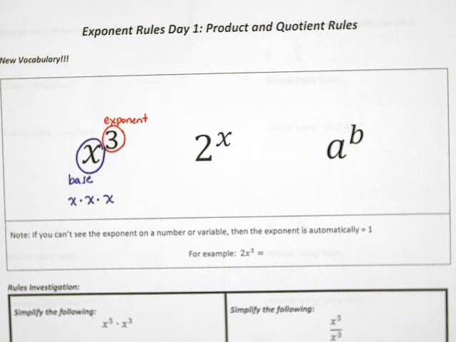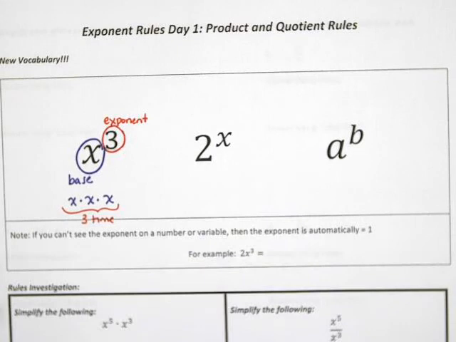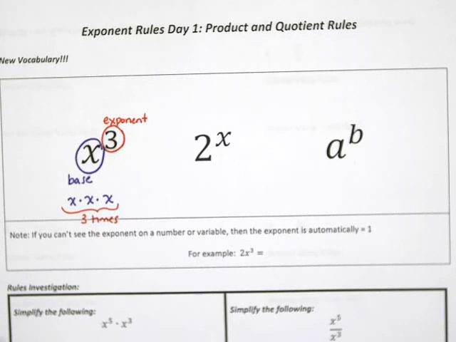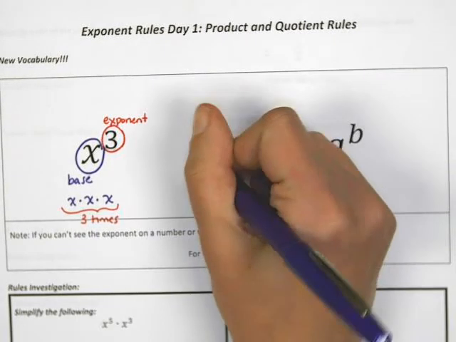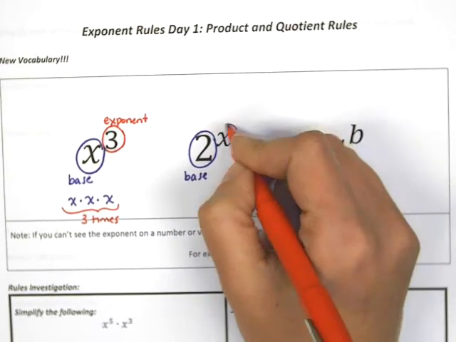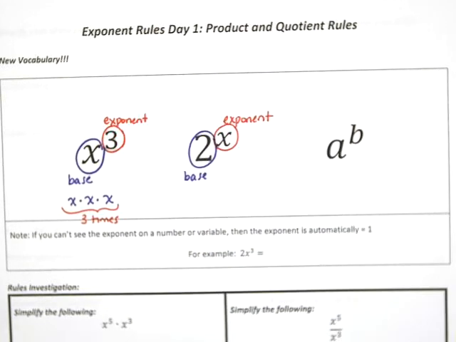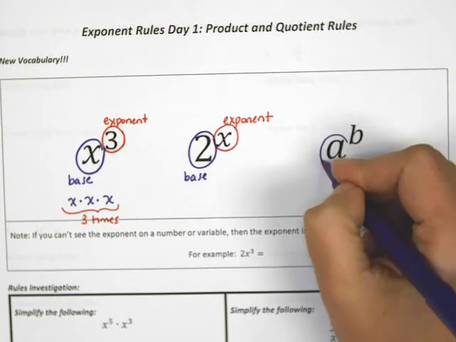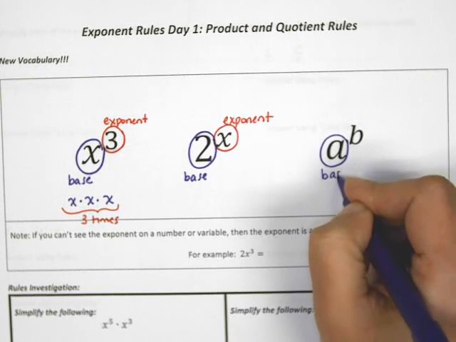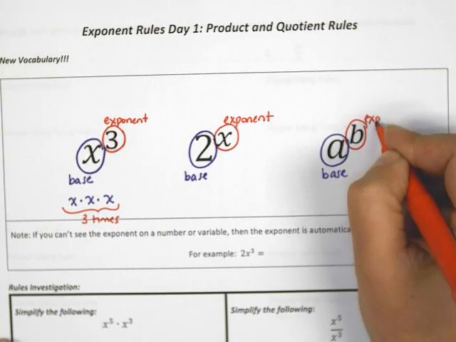The reason that we multiply this 3 times is because the exponent was a 3. Now sometimes our base is instead of a variable like the x, sometimes our base is a number and our exponent is the variable. And sometimes both the base and the exponent are variables. So sometimes, like in this problem, the base is a variable like a, and the exponent is a variable like b.